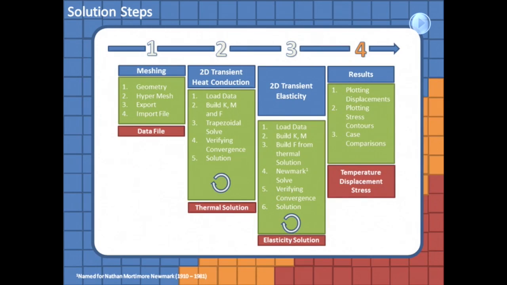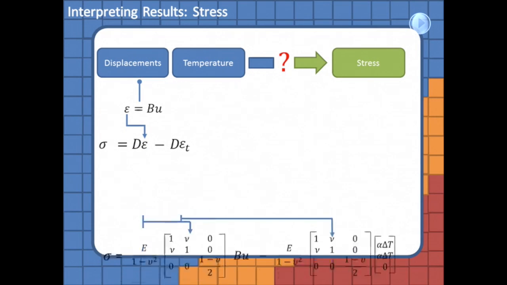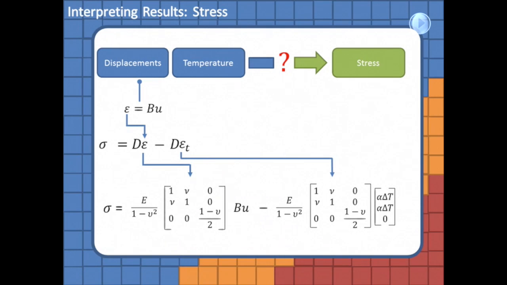So now let's move on to results. How do we find stress contours? So we have displacements and temperature, but how do we connect it to stress? We're going to start with the strain displacement relationship, plug it into stress, expand everything out, and use our temperature solution to connect everything back around to stress.